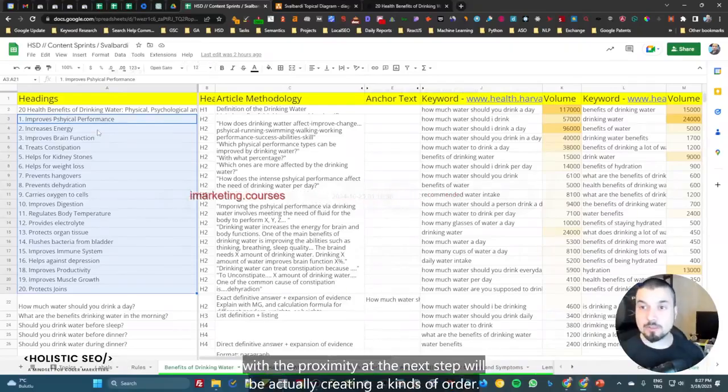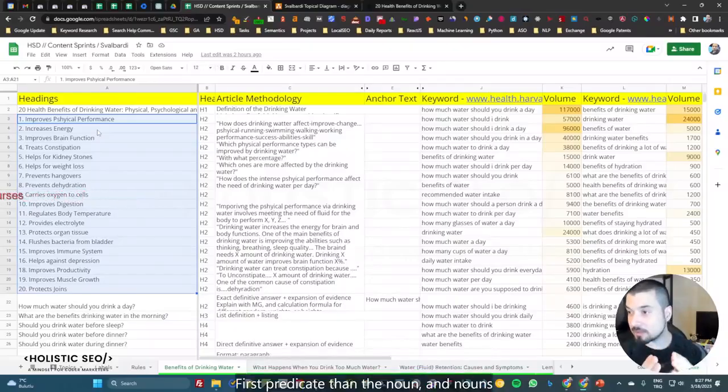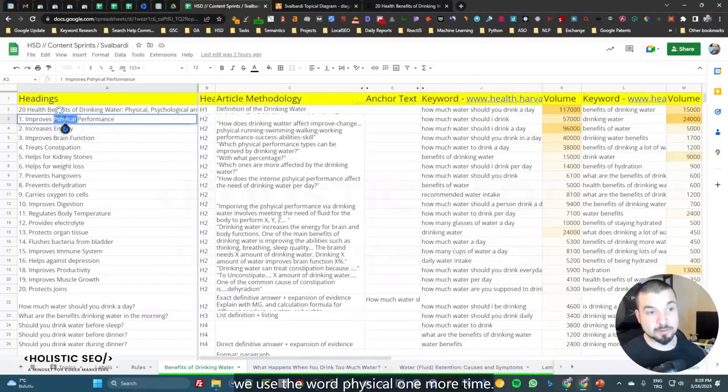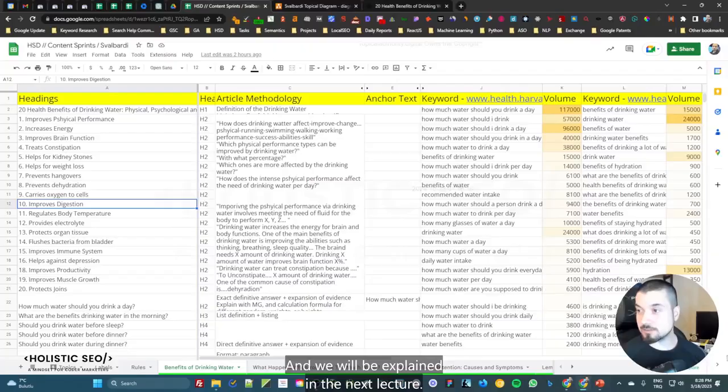And the next step will be creating a kind of order. First the predicate, then the noun. And nouns are also ordered with a proper structure. It's not a coincidence that we put physical in the first place, then directly use the word physical one more time. And it will be explained in the next lecture. Thank you.